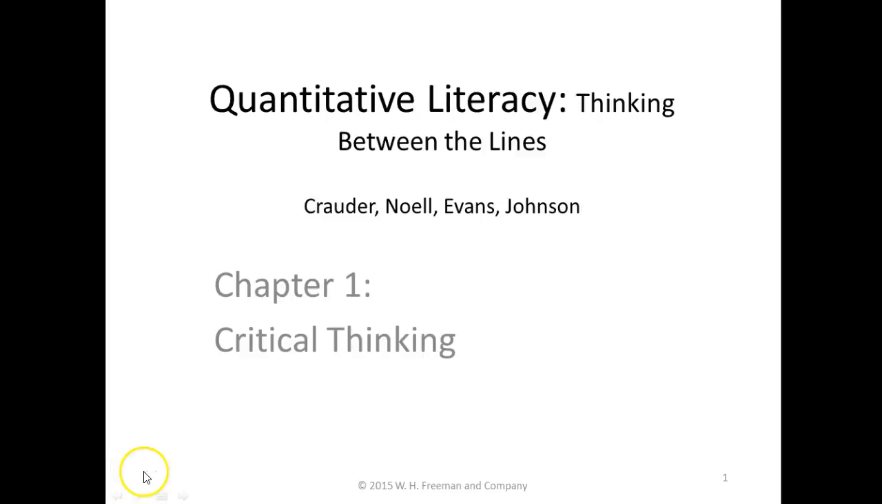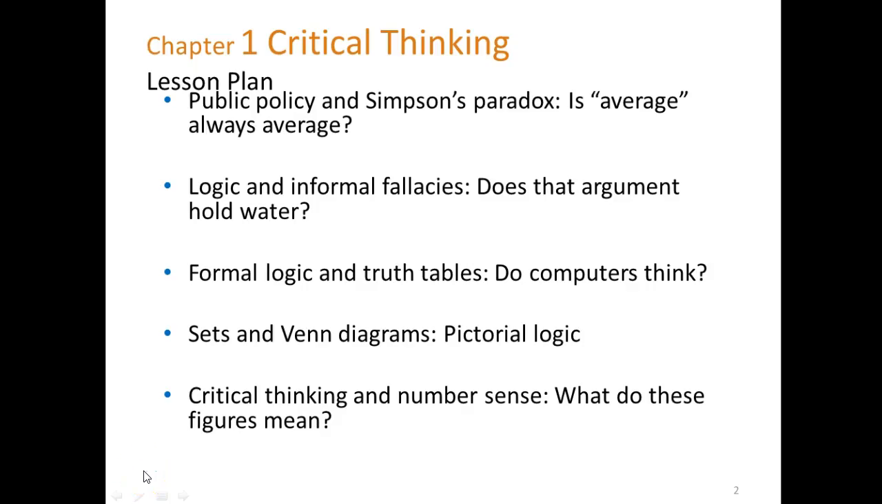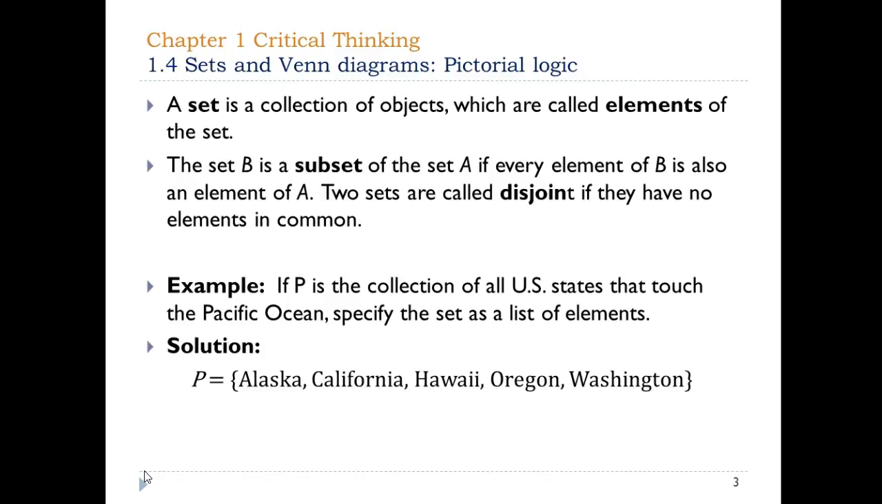Chapter 1, Section 4, Sets and Venn Diagrams. Pictorial Logic. A set is a collection of objects, which are called elements of the set. The set B is a subset of set A if every element of B is also an element of A. Two sets are called disjoint if they have no elements in common.